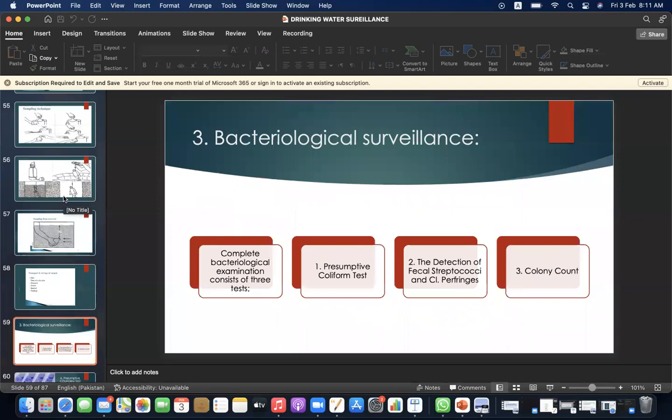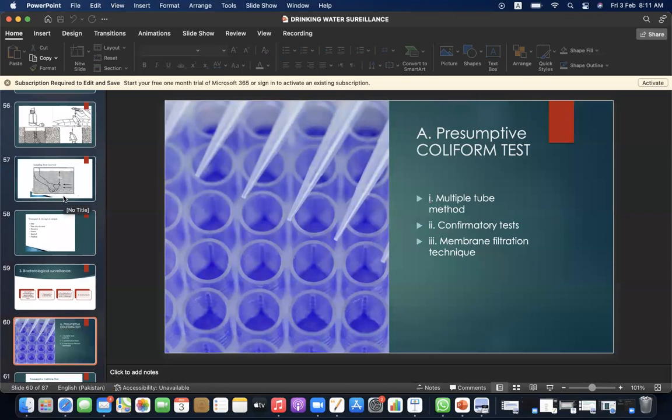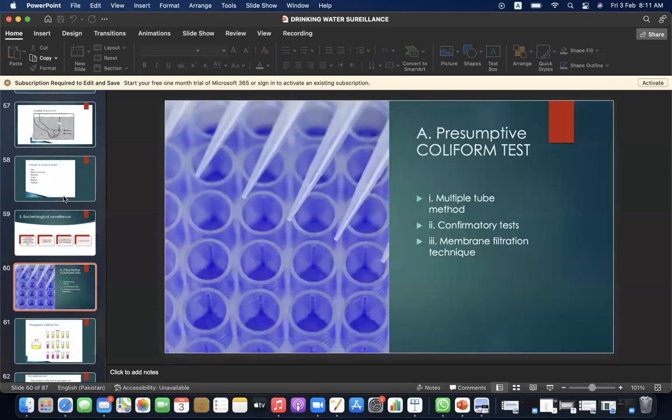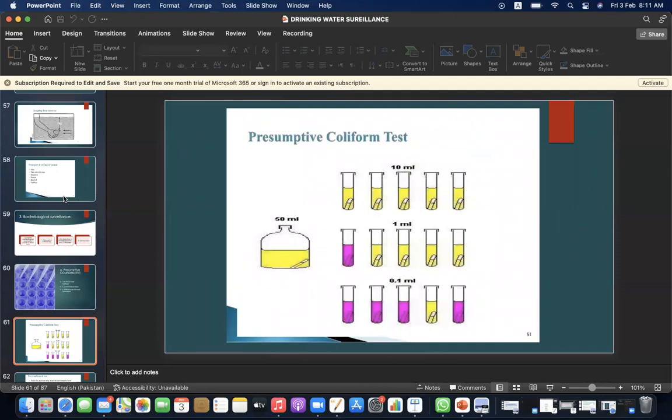A complete bacteriological examination consists of 3 tests: the presumptive coliform test, the detection of the fecal streptococci and Clostridium perfringens, and the colony count. The presumptive coliform test uses the multiple tube method, the confirmatory test, and the membrane filtration technique. Here's a picture showing the presumptive coliform test being performed.